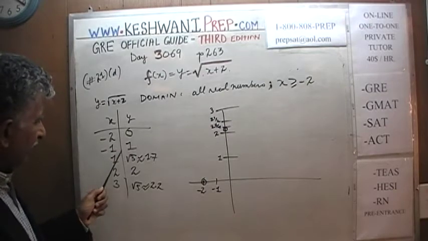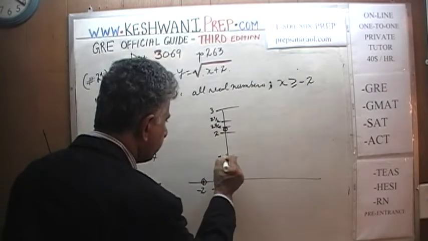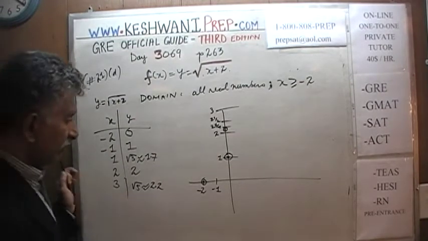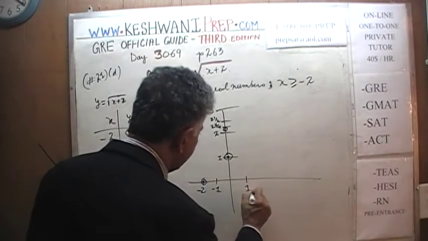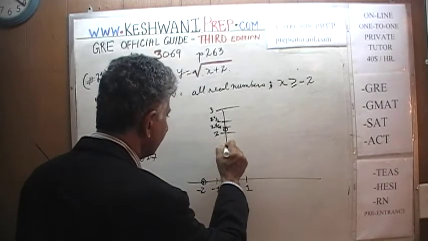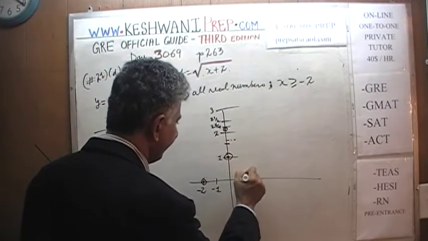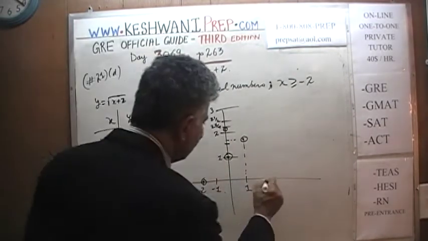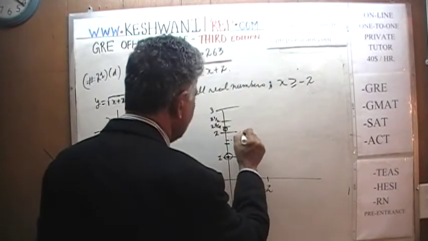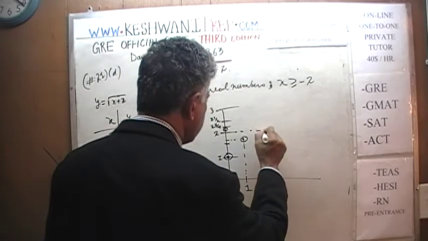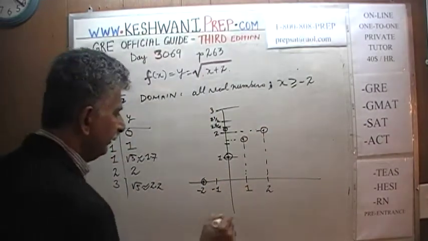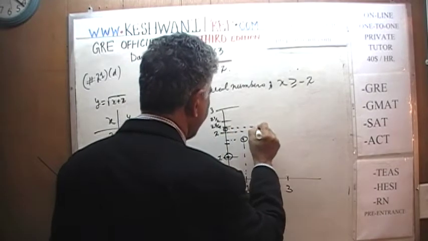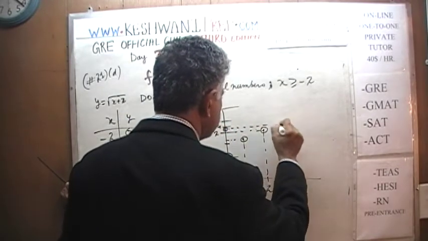When x is negative 1, y is 1 right here. When x is 1, y is the square root of 3, which is about 1.7. This is 1, this is 2, this is 1.5, so 1.7 let's say is here. And when x is 2, y is exactly 2. And when x is 3, y is 2.2. What do you notice?